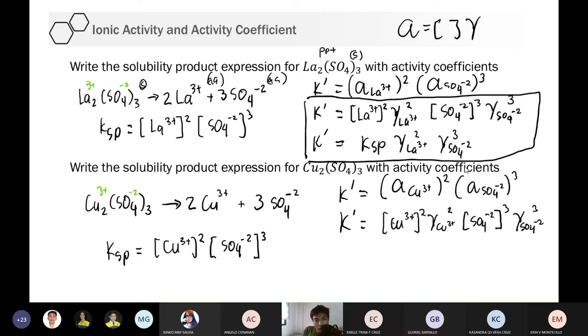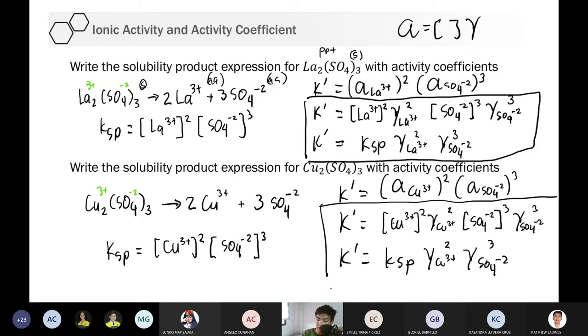By the way, our exponents have to be distributed. Kunwari, ito, isusubstitute mo yan dito. You have to distribute your exponents. Kasi sabi sa algebra, (ab) squared is equal to a squared b squared. Okay? Well, suppose I want to combine my concentration, so I will get my Ksp. K prime is equal now to Ksp times gamma of copper 3 plus squared and gamma of sulfate ion cube. So these two are the correct way of writing the new equilibrium constant, given that we already know na kulang yung ating gawa ng nakaraan.